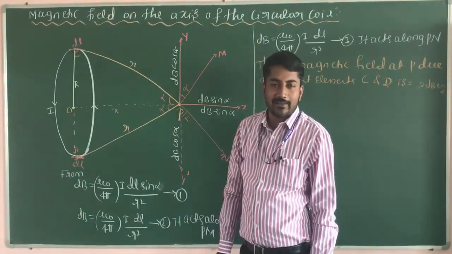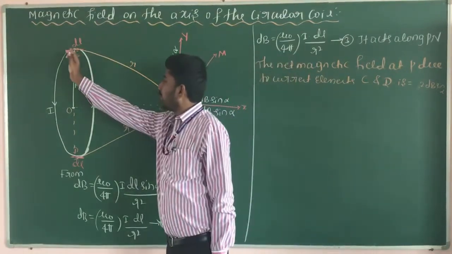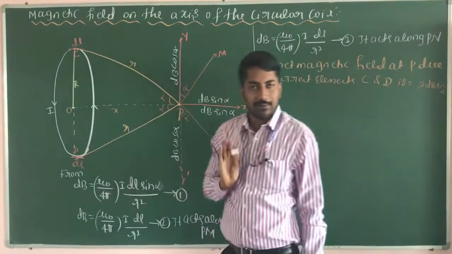Now we have found only the net magnetic field due to the current elements C and D. It is very simple.